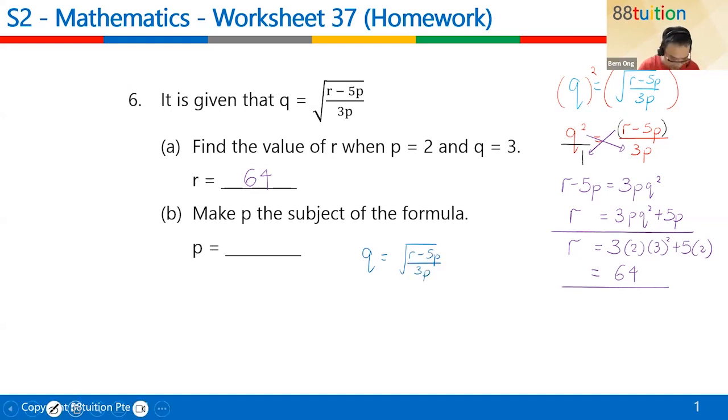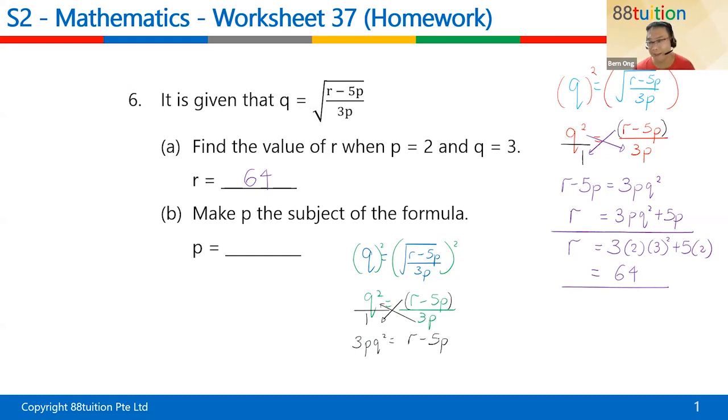How do you neutralize it? Same thing. You need to square both sides to get rid of the square root. So Q squared is equal to R minus 5P over 3P. Same thing, I don't like fractions, so I do a cross multiplication. We have 3P times Q squared, which is 3P Q squared, equal to R minus 5P.